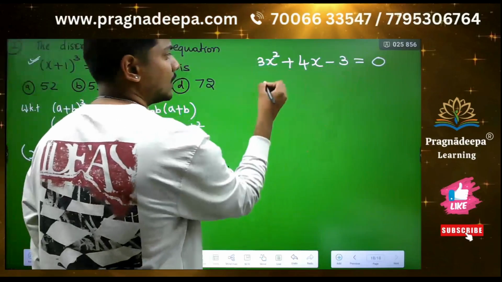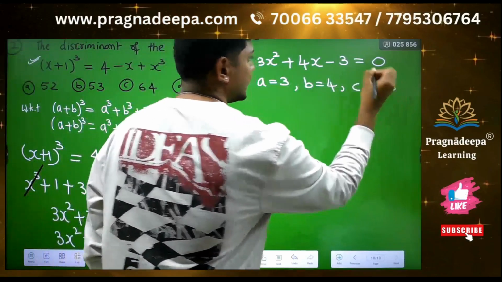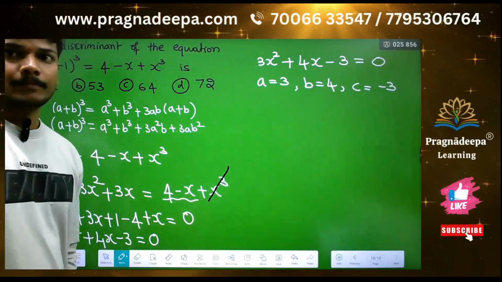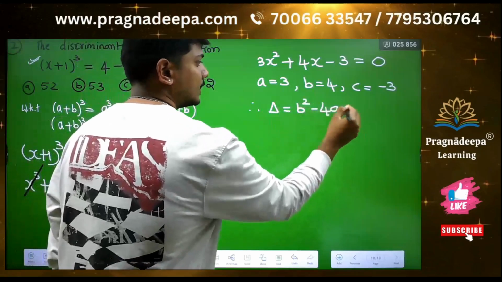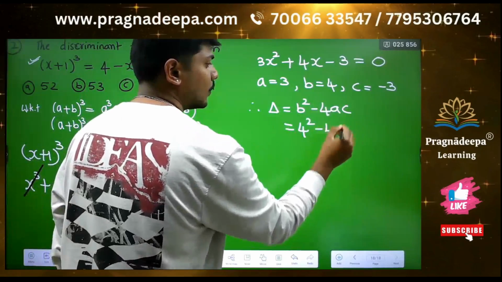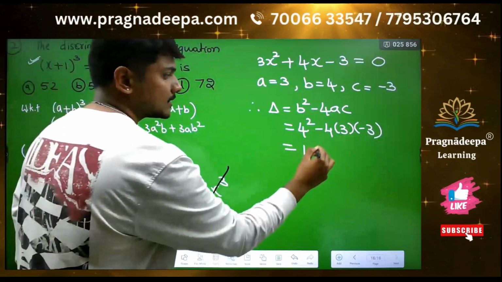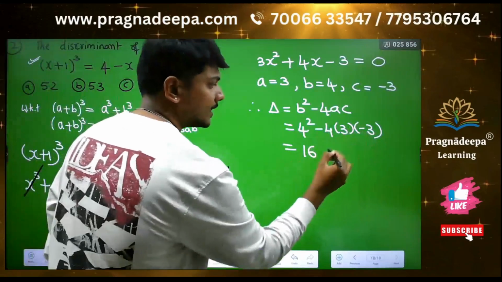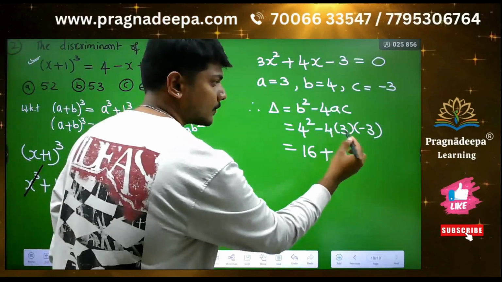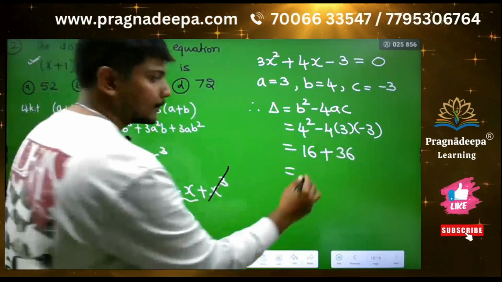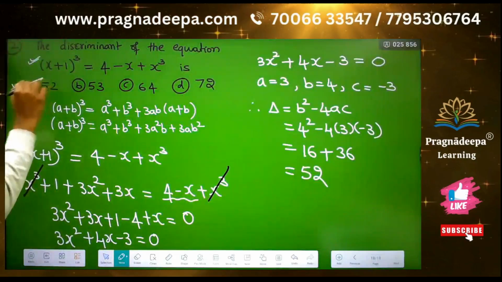So in this equation, the value of a is 3, the value of b is 4, the value of c is minus 3. Therefore, discriminant value will be equal to b square minus 4ac, that is 4 square minus 4 into 3 into minus 3. So 4 square is 16. So minus into minus becomes plus 36. 4 3 is 12, 12 3 is 36. 36 plus 16 will be 52. So therefore the correct answer is option A.